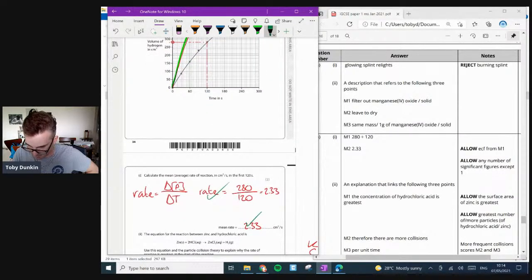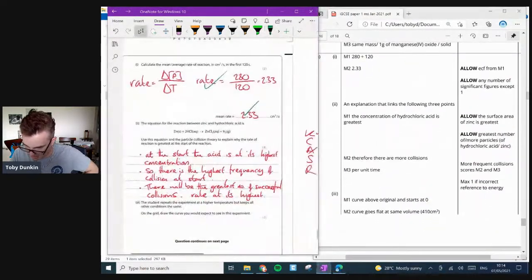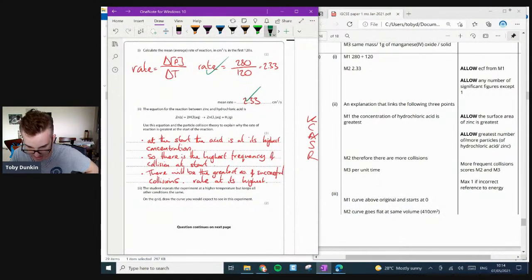2.33. Explanation at the beginning, the concentration of hydrochloric acid is at its greatest.